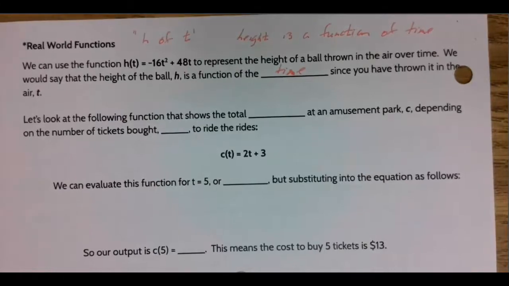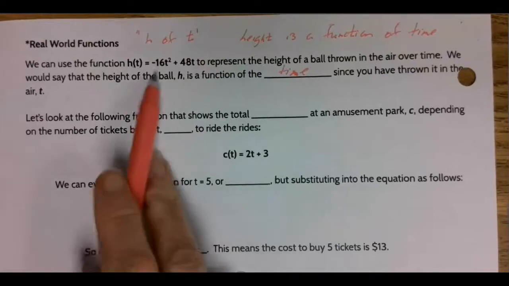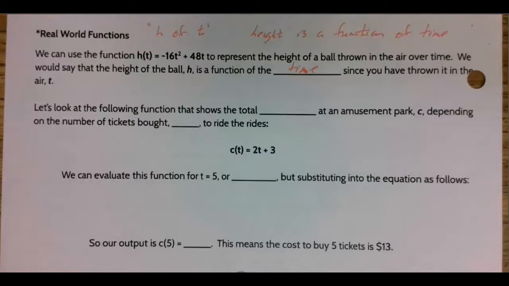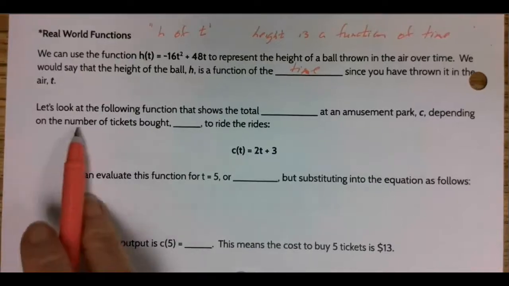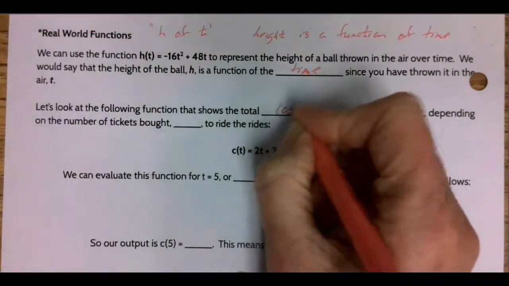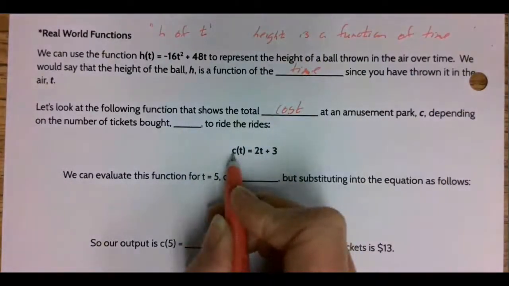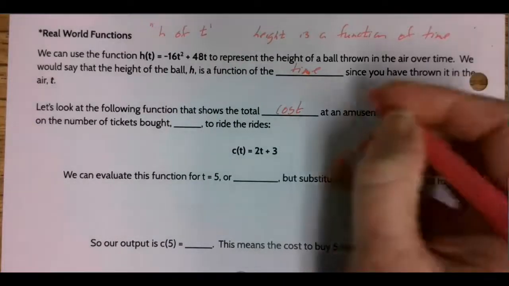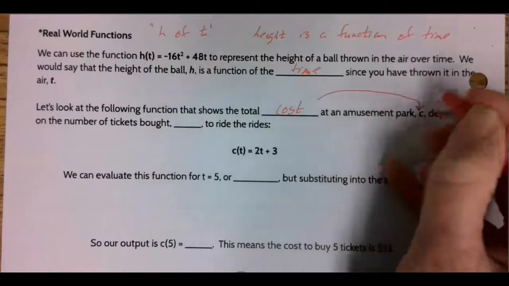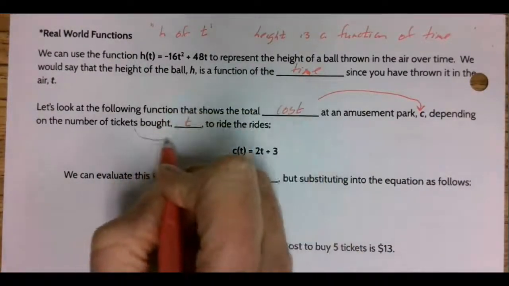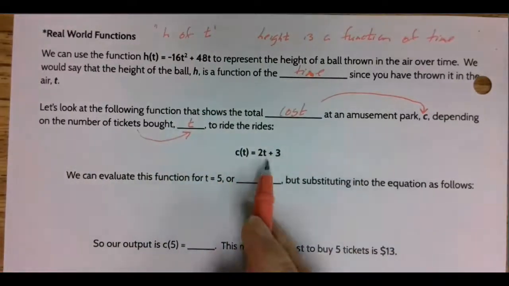Okay? So we're going to look at the following function. This is just an example. We didn't even find one. We could have plugged in information, but for some reason, we're not going to. Let's look at the following function that shows the total cost, C, at an amusement park. So the cost is C, depending on the number of tickets bought, T. That's the number of tickets. Okay, and here's our function.